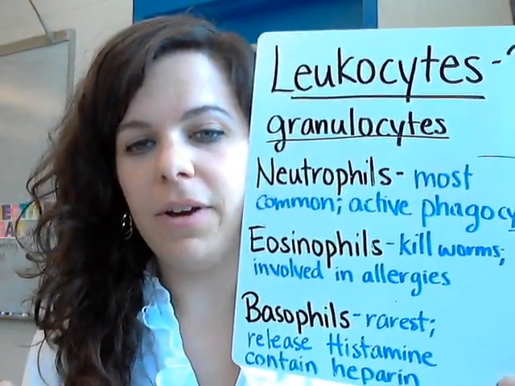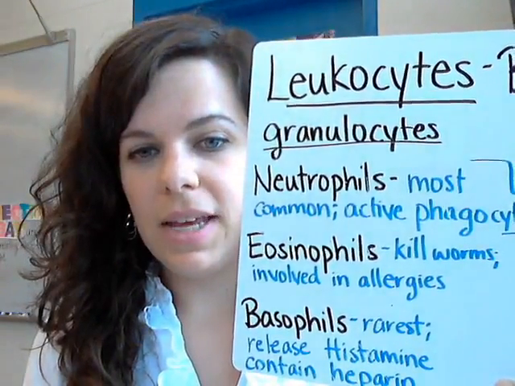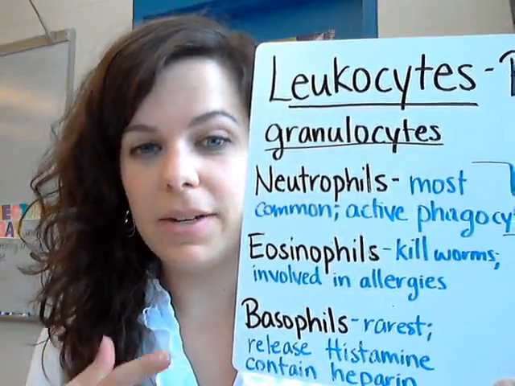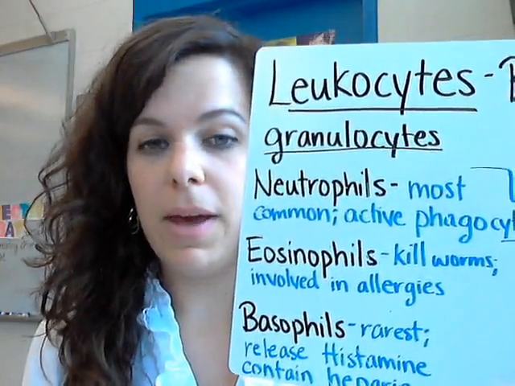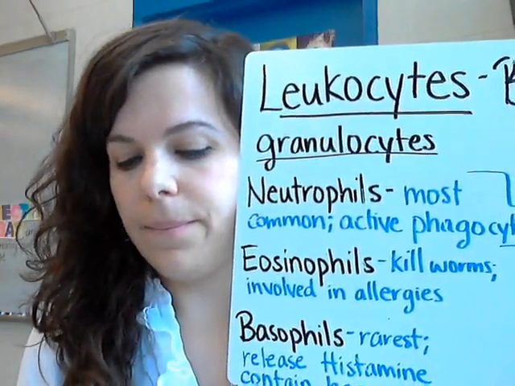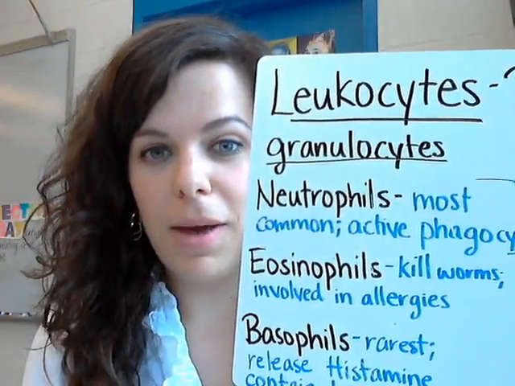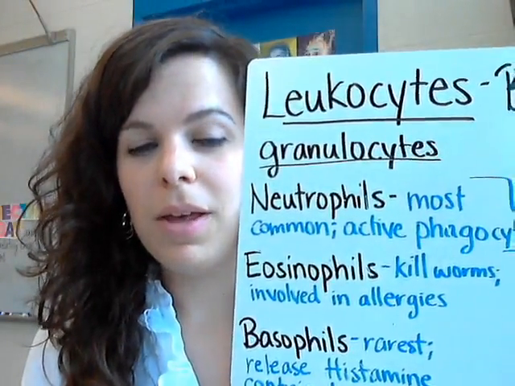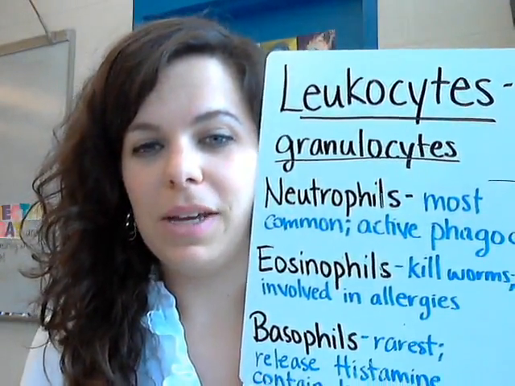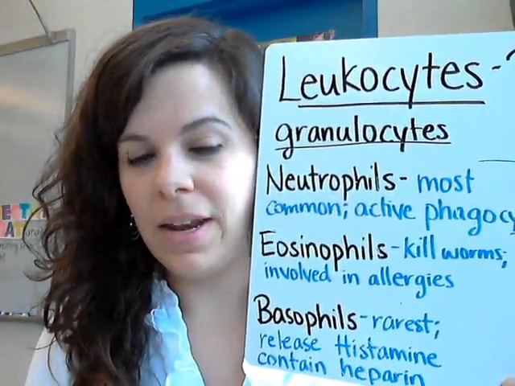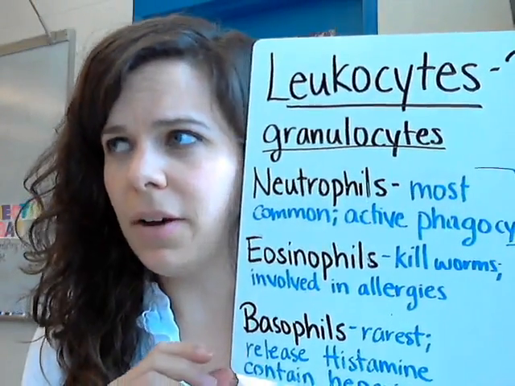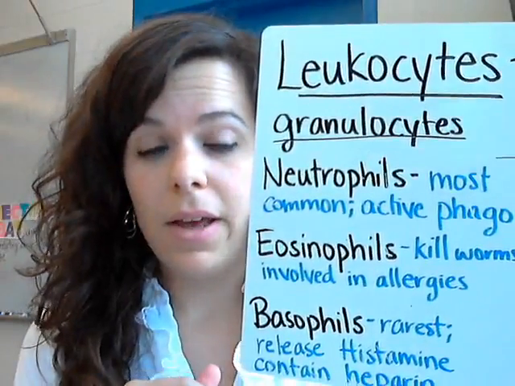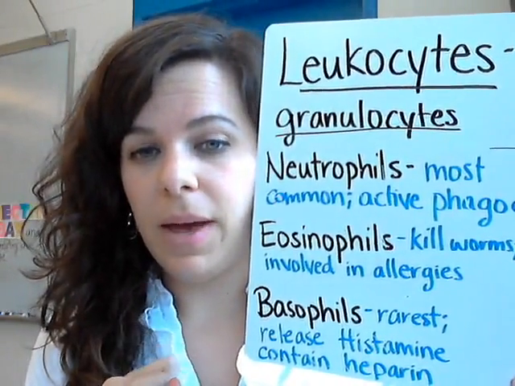Eosinophils are another type of granulocyte. What they do is they kill worms. Anytime a parasite's going to come in, maybe you ate raw fish or didn't wash your hands really well after the bathroom or after you picked up some dog poop, you might get some worms. And so eosinophils kill those and other parasites. And they're also involved in allergic responses. So they're pretty active in that way as well.